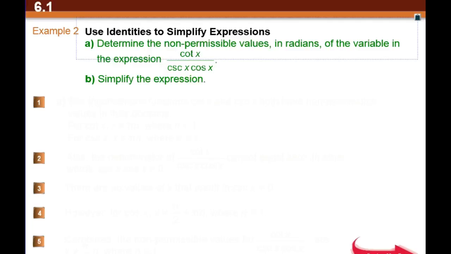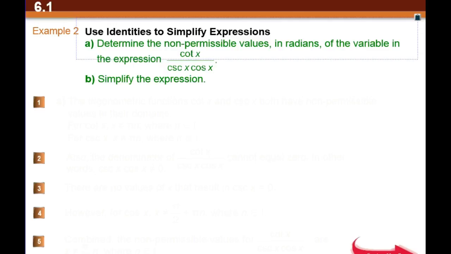Okay, we're on example 2 on page 293. So this is like part 2 of what we started yesterday. We're going to use identities to simplify the expression. This was the part that I like to do because it's kind of a puzzle, and you're just going to simplify this equation.